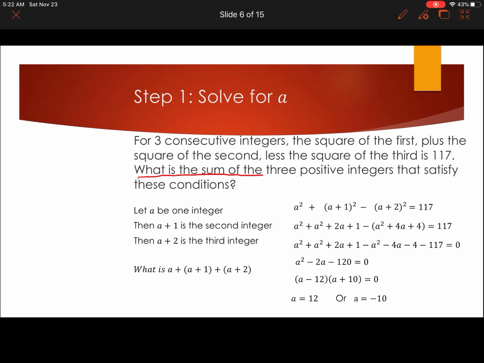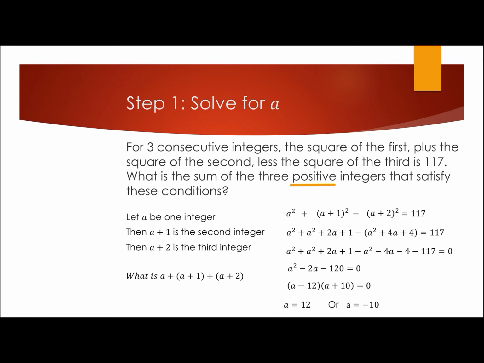Let's read the question. What is the sum of three positive integers? So that means a can't be minus 10, because it's positive. So a equals 12. So we substitute 12 in here, 12, 12, 12, and we solve. The sum is 39, and that's my answer.